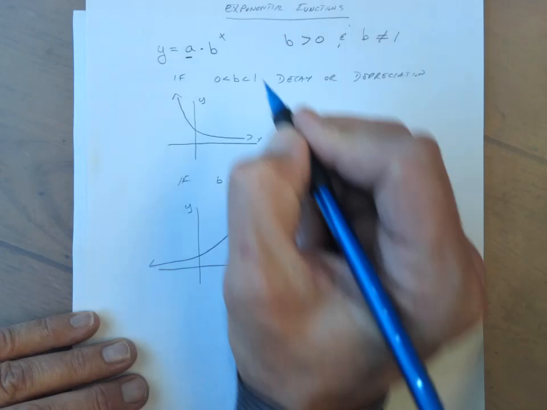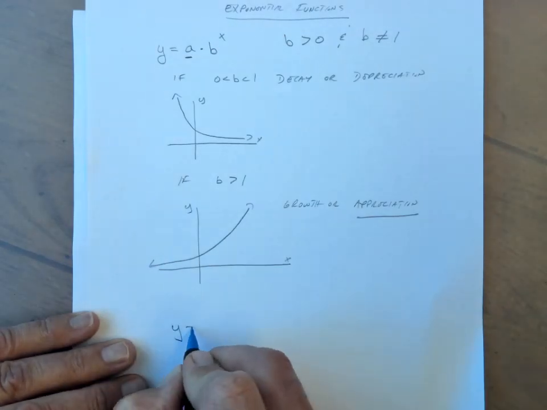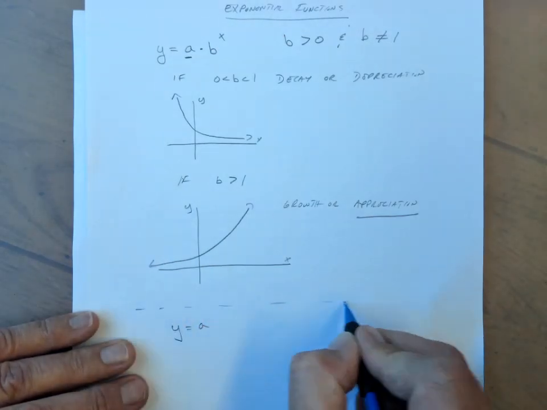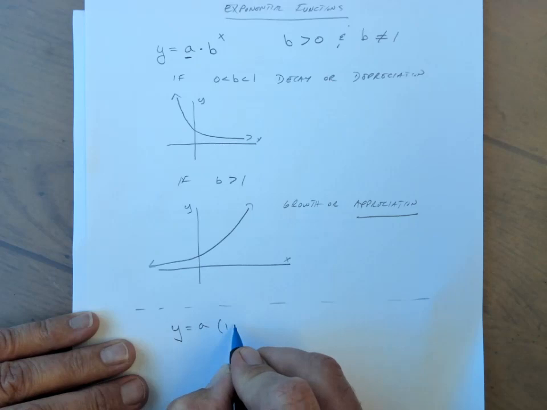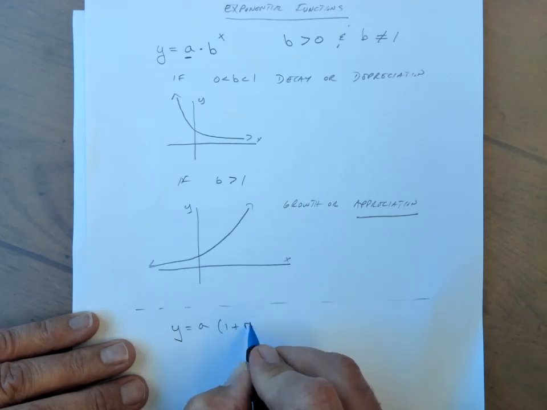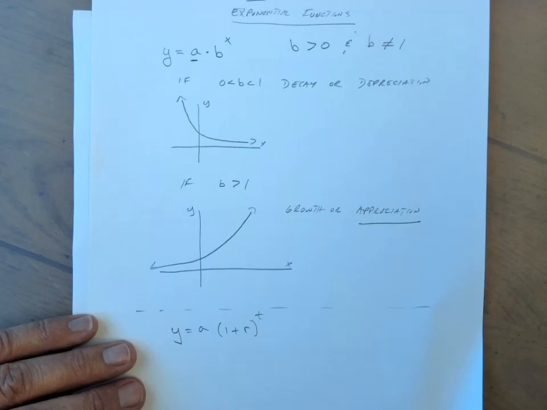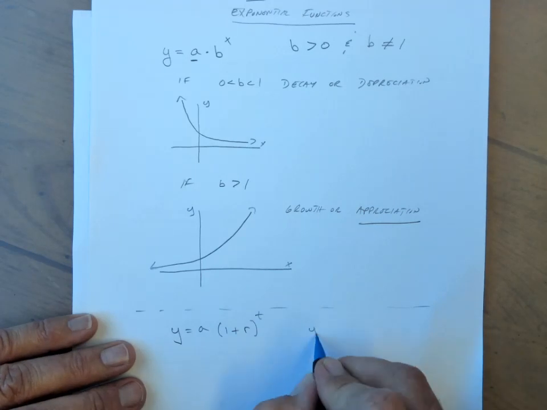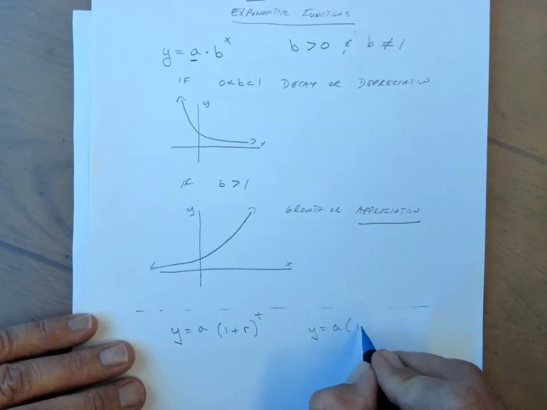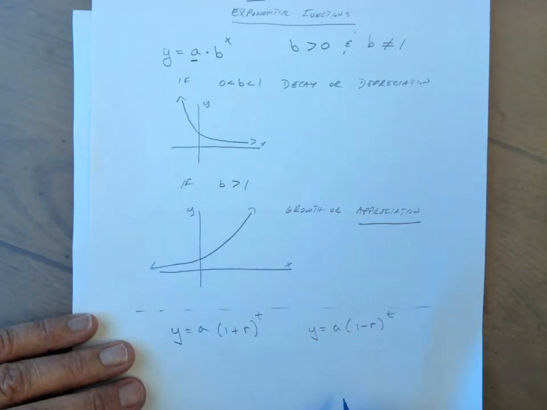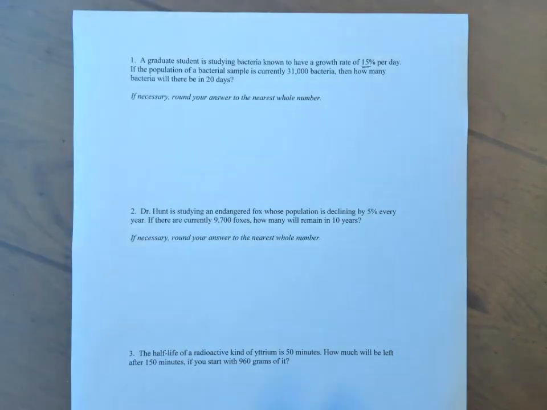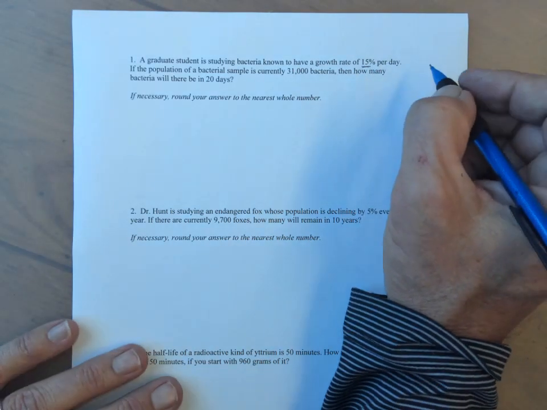So A in general is going to be our initial value. And then our problem will be 1 plus, we'll call it the rate of growth, raised to some time. And if it's depreciating, if it is going down in value, you have 1 minus the rate of decay, I'm sorry, or depreciation. So here we have a rate of growth of 15%.